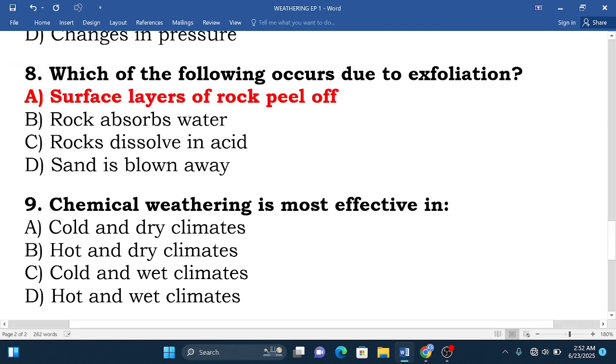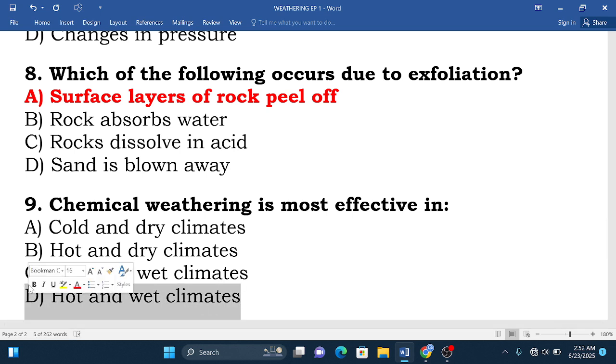We go to question number 9. Chemical weathering is most effective A. In cold and dry climate. B. Hot and dry climate. C. Cold and wet climate. D. Hot, wet climate. So the correct answer is D. It occurs in hot and wet climate.